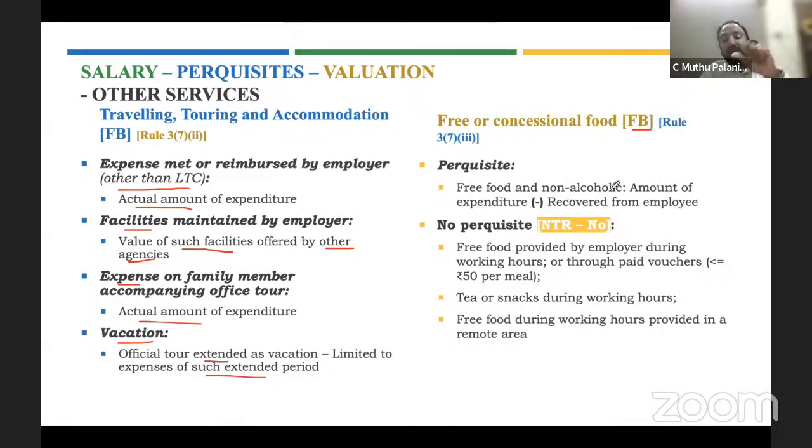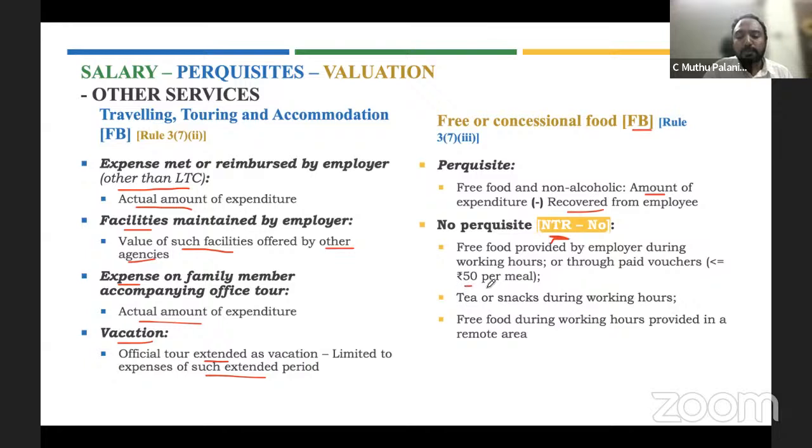Next, free or concessional food. Free food, which is non-alcoholic. Alcoholic is definitely not considered, or it becomes perquisite. Amount of expenditure minus recovered. So it's a common thing. Minus recovered is a very common thing. But for the two things in motor car, everywhere you will be reducing recovered things. And it is not a perquisite in the new tax regime.